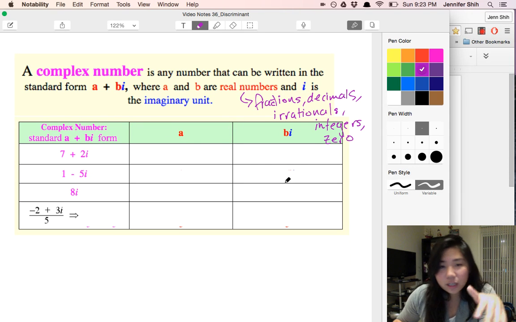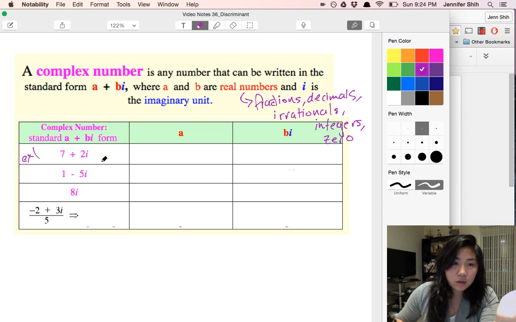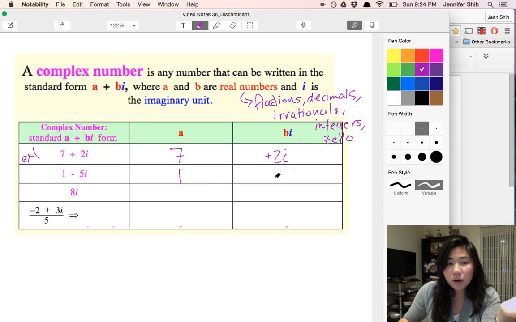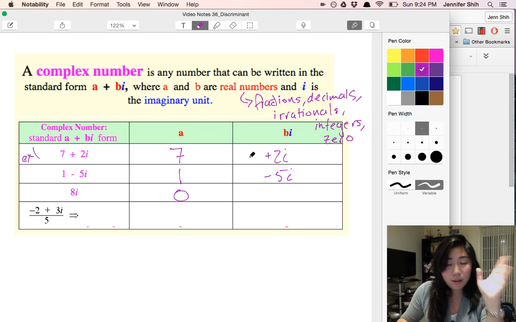So in another table, we have a complex number in standard form a plus bi. In this example, I'll say example 1, we have 7 plus 2i. So our a value is 7, and then our imaginary part is 2i, positive 2i. And then same for this: a value is going to be 1, and then our imaginary part of this complex number is going to be negative 5i. And then our a value here is going to be 0 because there's no part that's just a real number. But our imaginary component is going to be 8i.